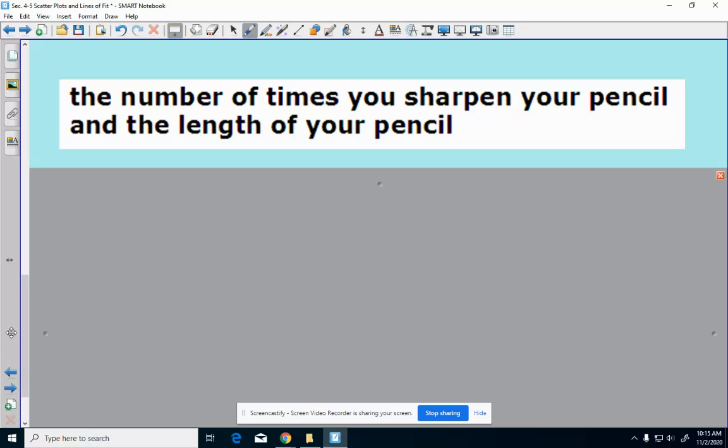What about this one? The number of times you sharpen your pencil and the length of your pencil. Do those two things have a relationship, first of all? Yes. Okay, what is it? Getting smaller. So the more times I do one, the smaller the other one's getting. Negative. It would be awesome if it was positive, though. You sharpen your pencil and it just grows. That would be sweet.